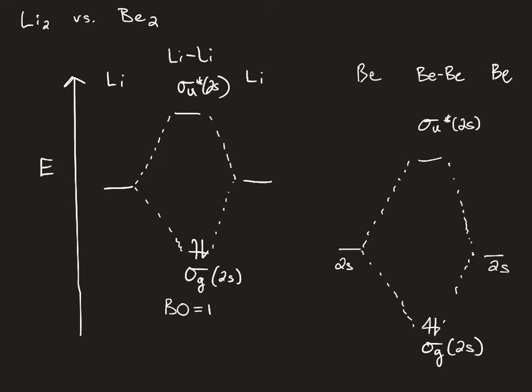But now, when we fill in our 4 electrons from the beryllium atoms, we get a bond order equal to 0. Based on the bond order, we would predict that beryllium 2 is not a stable molecule. It has a bond order of 0. It has an equal number of electrons described by bonding orbitals and non-bonding orbitals, and therefore will not form a beryllium-beryllium bond. In contrast, we would predict that lithium 2 would be a stable molecule because it has a bond order of 1. These observations have been experimentally verified.